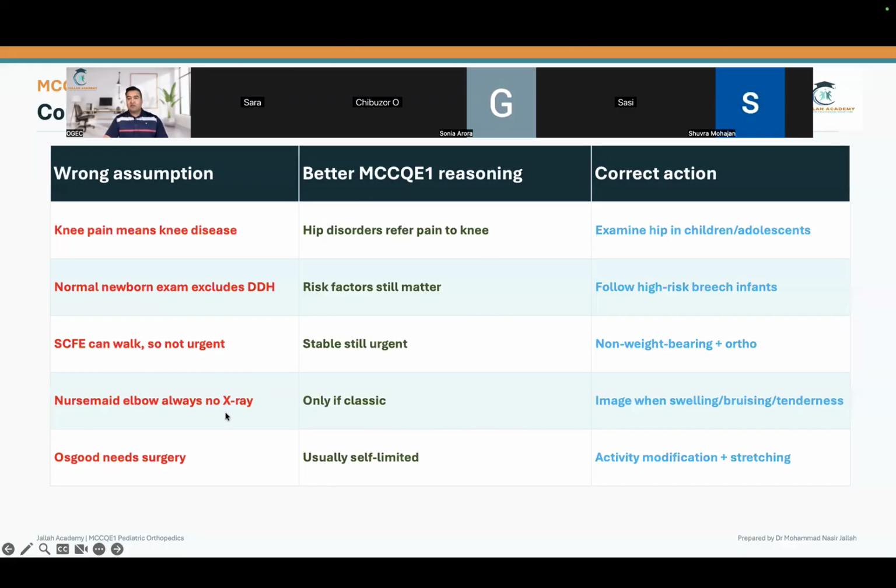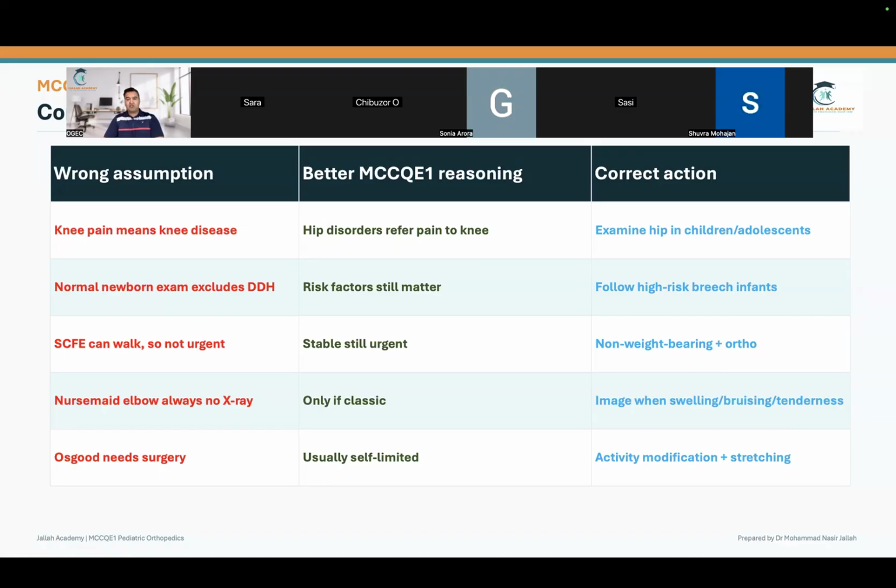Nursemaid elbow, always no x-ray. We normally don't do the x-ray, but it doesn't mean we never do it. For the nursemaid elbow, it's a clinical diagnosis. You take a history. Based on the history, the parent says, for example, I was playing with my kid and I was just holding his hand from the forearm, just trying to play around with him. And then suddenly I heard a pop and then my baby started to flex his hand and hold it like this, and he is crying and he's not moving it. So you know this is the clinical picture of a nursemaid elbow.